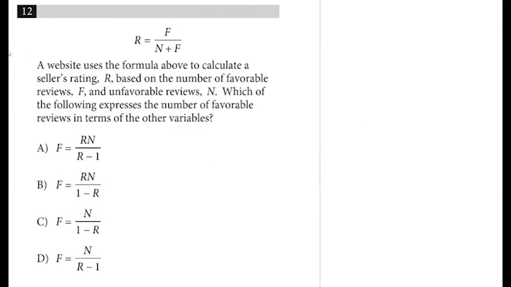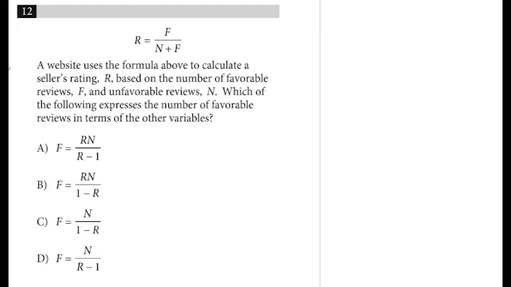So in question 12, the really elaborate wording here is really just asking us to express the number of favorable reviews, which is f, in terms of the other variables. So basically the question is telling us, get f alone. So in the beginning of all of this, we can just simplify in any way we know how, and see if that leads us somewhere valuable.